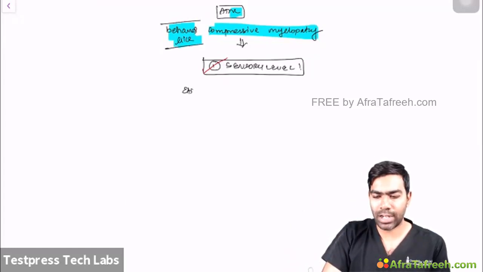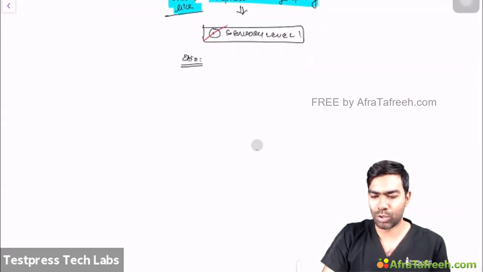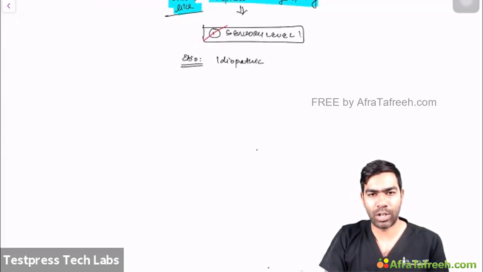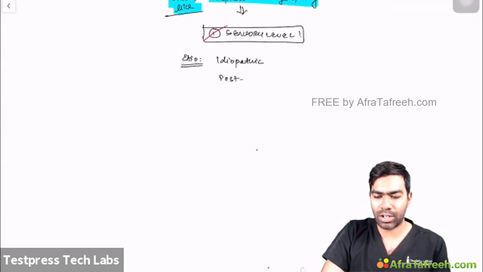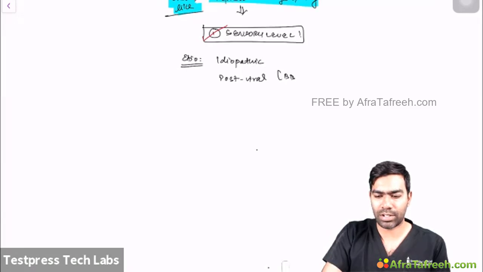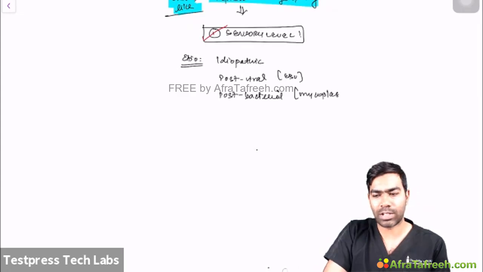So what are the etiologies? There are a few etiologies that you need to know for exams. The first and most common etiology is idiopathic. We think it's due to some viral infection, but we don't know the exact etiology. Most of the time it will be idiopathic. It can happen after a known viral infection, for example Epstein-Barr virus infection, or after a bacterial infection, like Mycoplasma. Very commonly asked in exams: EBV and Mycoplasma. After that, you can get acute transverse myelitis.